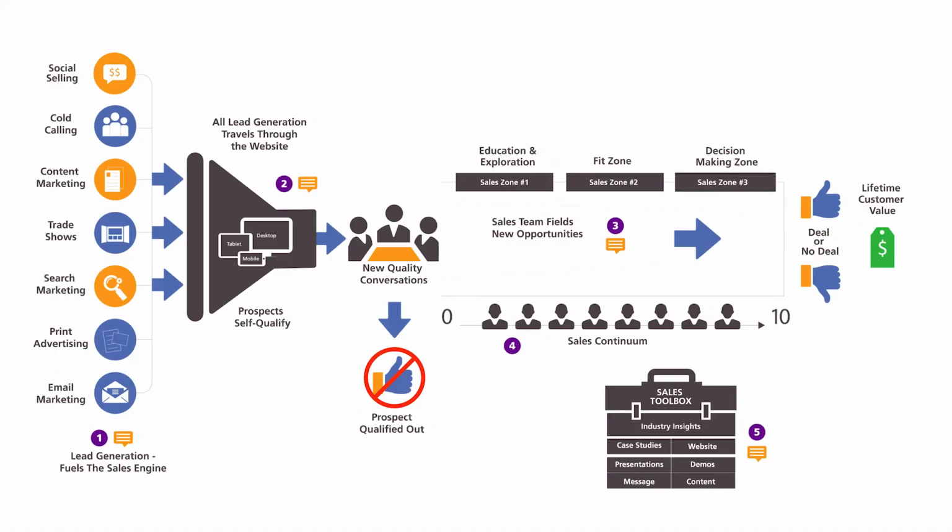If it progresses further, we go into the decision-making zone where the seller is drafting statements of work, proposals, or estimates. All along the way, they're drawing from the sales toolbox and pulling sales and marketing collateral to advance the opportunity throughout those 3 zones. Ultimately, the objective of the sales engine is to have it teeming with opportunities to get to deal or no deal. The ROI of the sales engine is lifetime customer value. Now, all of this has to be resourced properly with time, talent, and capital to get predictable sales results.